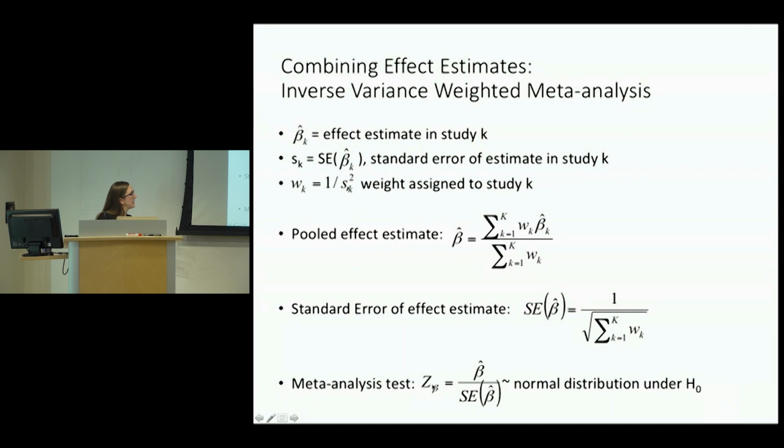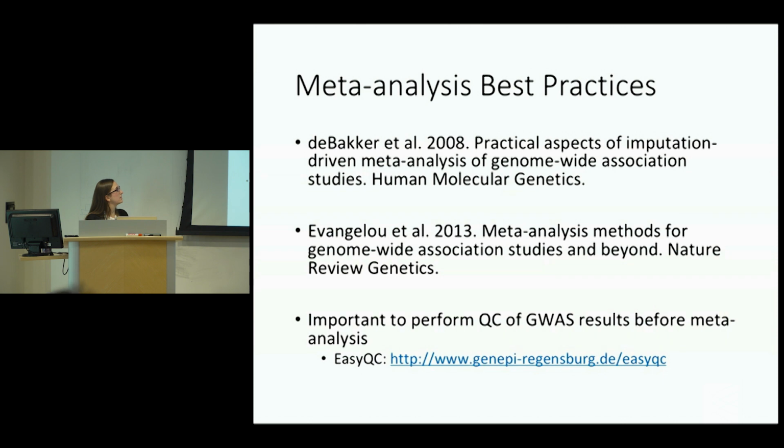And then we can calculate a z-statistic, which is just the effect estimate over the standard error. Under the null distribution, this z-statistic is normally distributed, and so we can calculate p-values based on that. So this is the simplest way to do meta-analysis. And here are some references and best practices on meta-analysis.